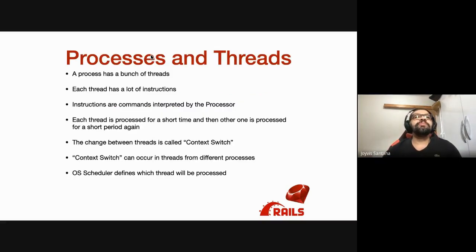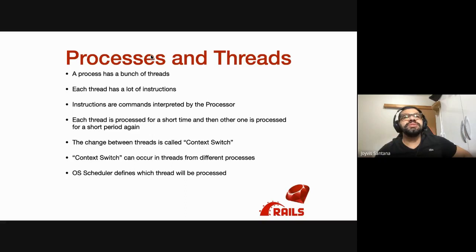So a process has a bunch of threads. Each thread has a lot of instructions. Instructions are commands interpreted by the processor. Each thread is processed for a short time, and then another one is processed for a short period again. The change between threads is called context switch. A context switch can occur in threads from different processes. And the OS scheduler, the operating system scheduler, defines which thread will be processed.